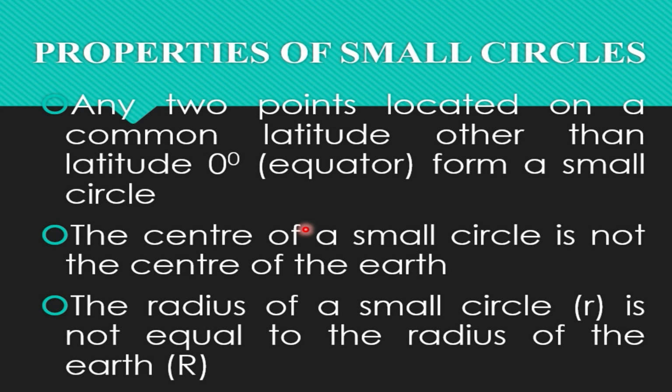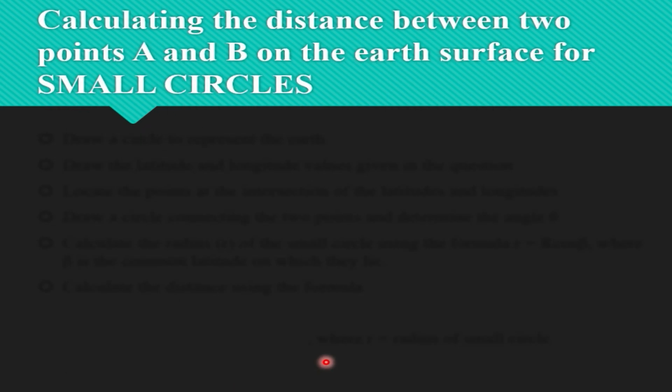So the center of a small circle is not the center of the Earth, like we said earlier on. Any 2 points located on a common latitude other than latitude 0 degrees, which is the equator, form a small circle. The radius of a small circle is small r, which is not equal to the big R. So we have to find that one using a particular formula. So calculating the distance between 2 points A and B on the Earth's surface for a small circle, that's what we're going to do.